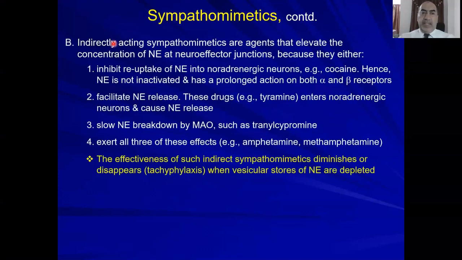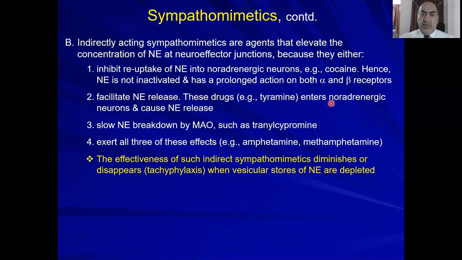Then the second category is indirect acting sympathomimetics. These agents, as we said, inhibit the reuptake of norepinephrine into noradrenergic neurons, such as cocaine. Hence norepinephrine is not inactivated and has prolonged action on both alpha and beta receptors. Or they facilitate norepinephrine release. This one prevents the uptake, so it does not go back to the nerve ending. But this one facilitates the release of the neurotransmitter norepinephrine.